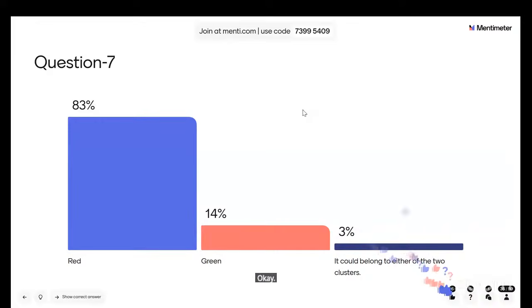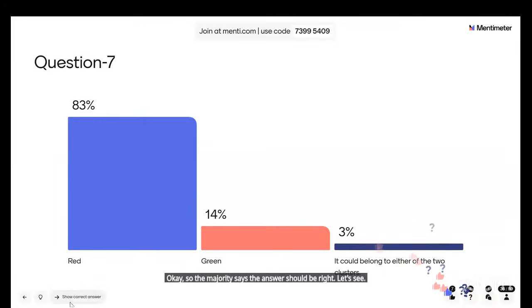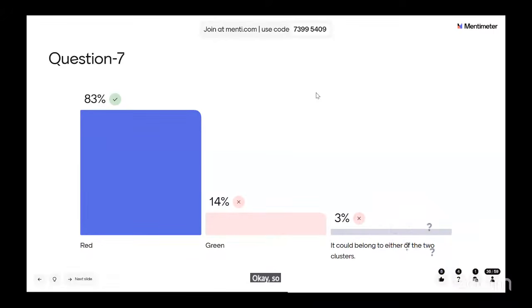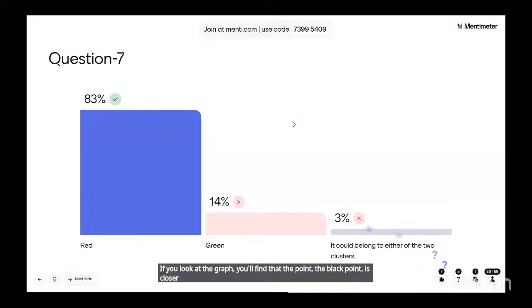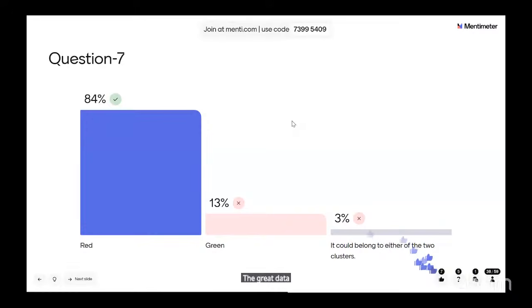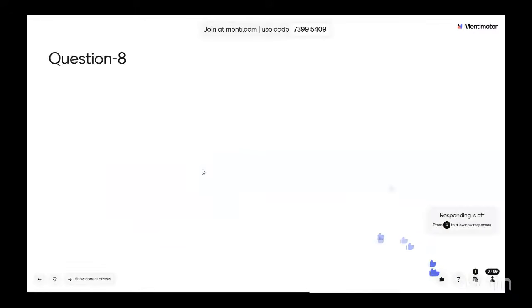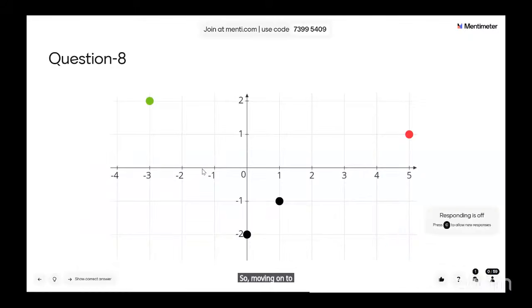Okay, so the majority says the answer should be red. Let's see. Okay, so red is the correct answer here because if you look at the graph, you'll find that the black point is closer to the red data point than the green one. So moving on to question number 8.